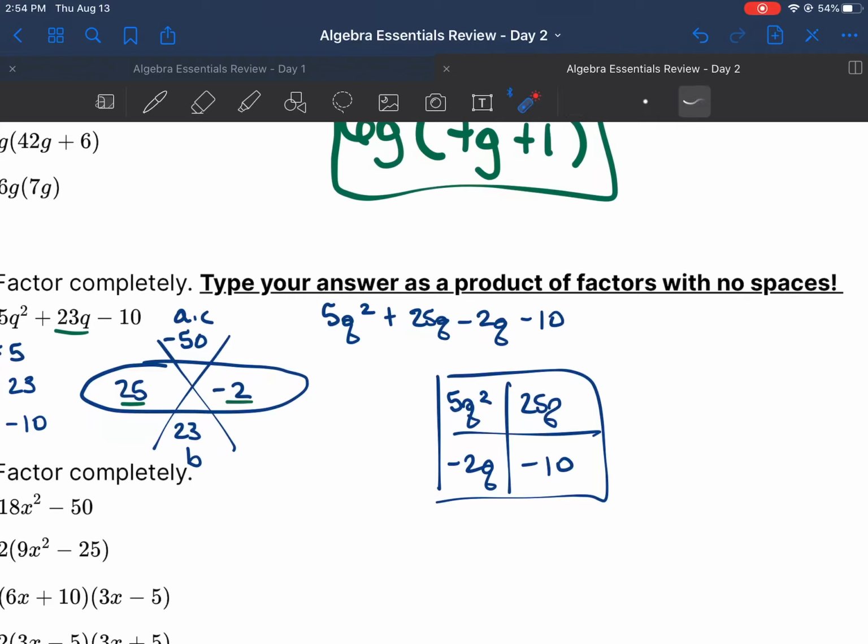We can ask ourselves, what is the greatest common factor of 5q squared and 25q? Well, the greatest common factor would have been 5q. What about negative 2q and negative 10? Well, the greatest common factor could have been minus 2. What about 5q squared and negative 2q? Well, really, all they have in common is a q. And then what about 25q and negative 10? Well, the greatest common factor they have in common is a 5. So that means that our factors would have been 5q minus 2 times q plus 5.